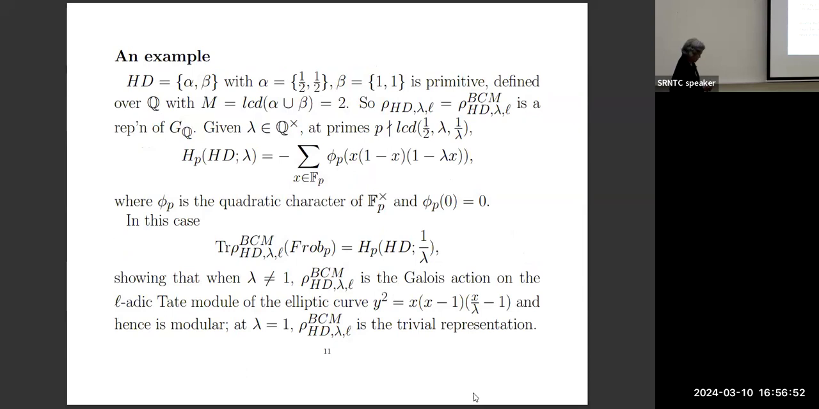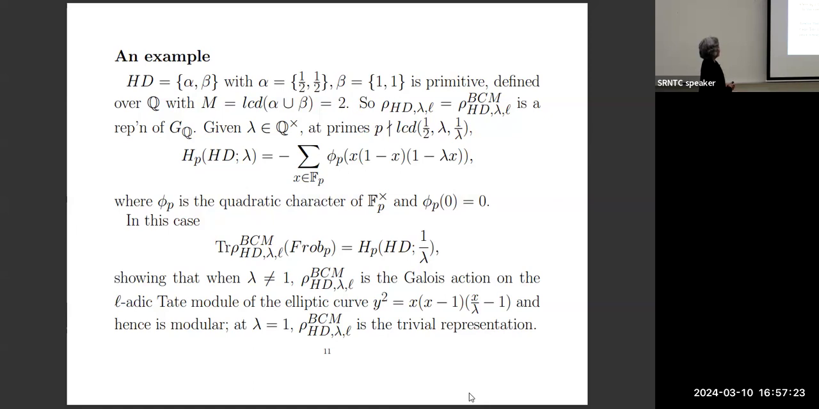So let me give you an example. It turns out that this example already shows up in quite a few talks in this conference already. So I will take the easiest one. We'll take alpha equal to half, beta equals 1, 1. So then this datum is definitely primitive and defined over Q, and the level is equal to 2. Okay. So in this case, the CATS representation agrees with the BCM representation.